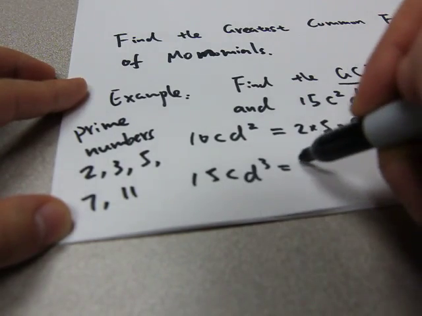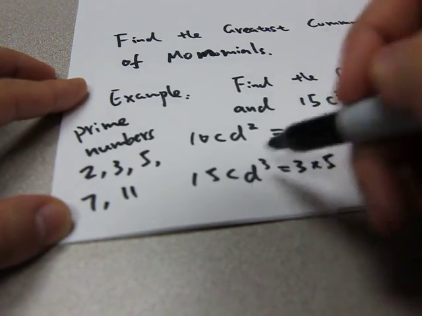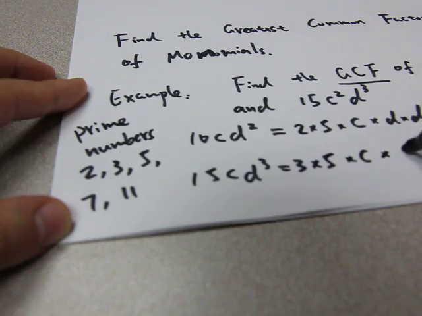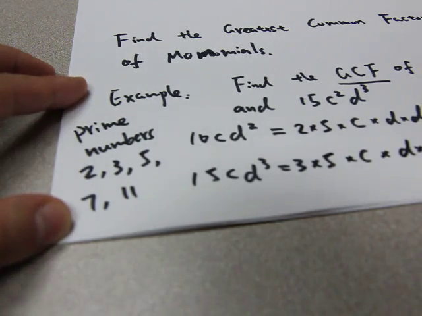So 15 I can split into 3 and 5, times c times d times d times d. Okay.